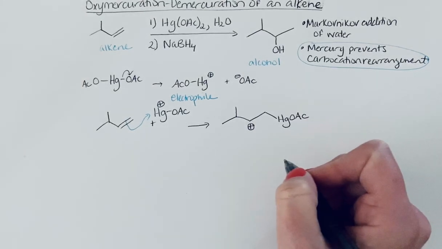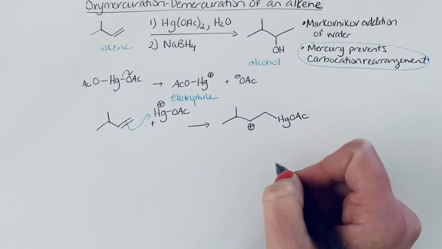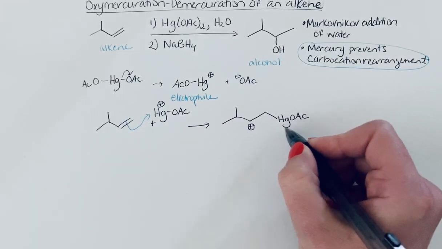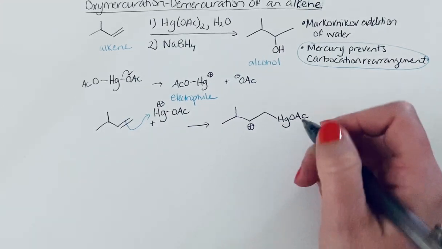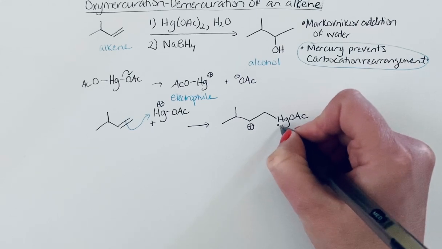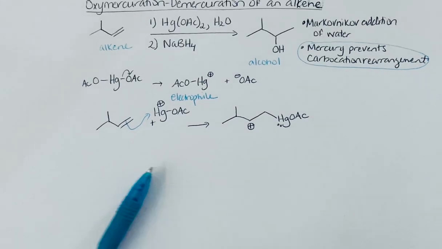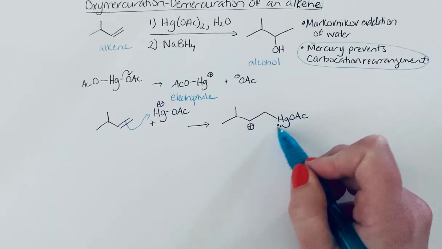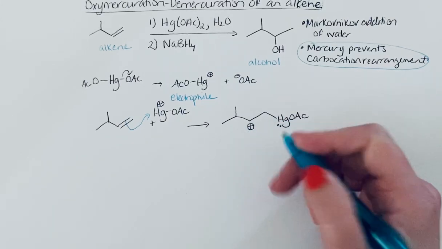So we have initially this sort of intermediate. Now mercury, if you look at where it is on the periodic table, it's a really large metal. It's got a lot of outer electrons, so I'm just going to draw in one of those pairs. And being a large atom, it can bridge this molecule and essentially lock that carbocation in place.